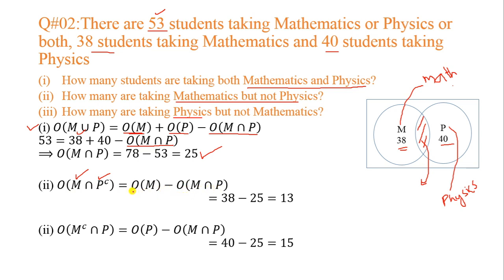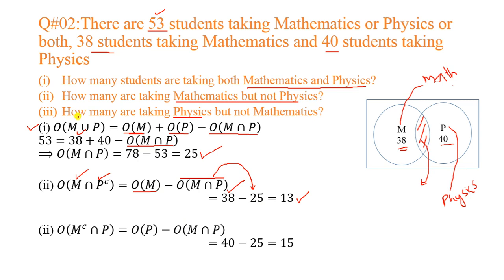So there are 38 students who are taking mathematics, and in part 1 we found that there are 25 students who are taking both mathematics and physics. So the difference of 38 and 25 is 13. So there are just 13 students who are taking maths.